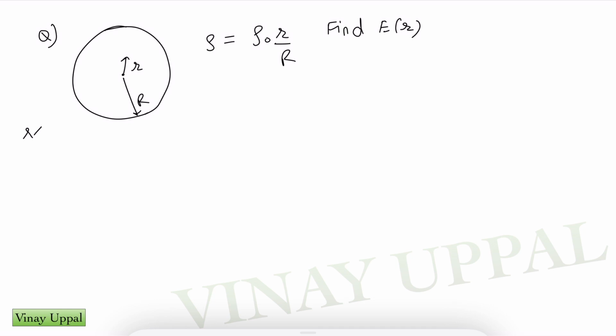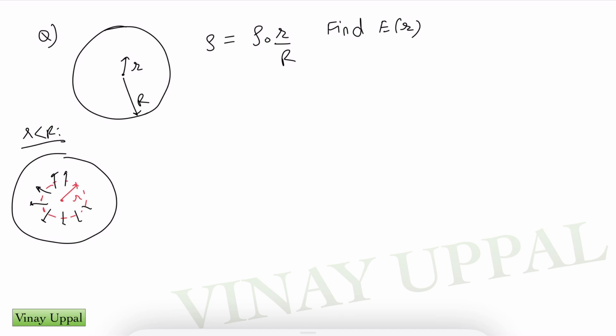Alright, so for r less than R, I'm going to apply Gauss's law. At a distance r, I'm going to consider a Gaussian surface, a spherical surface. Because charge density depends only on r, the distance from the center, the electric field everywhere would be radial by symmetry. And the magnitude on that Gaussian surface will be equal, because the electric field will only depend on the distance r. So I can write E into 4 pi r square. This is the flux through the Gaussian surface, which should be equal to the charge enclosed inside this red Gaussian surface.